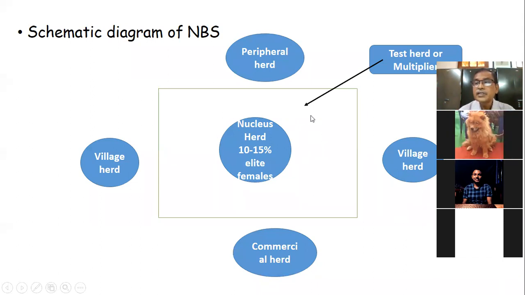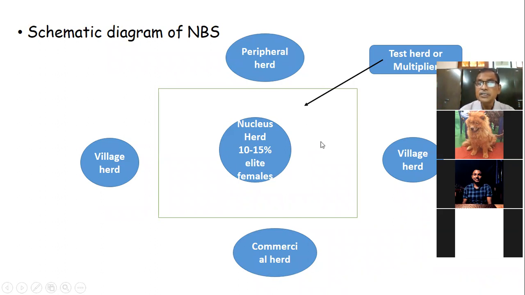Suppose that out of 100 cows, some 15 cows are there in the nucleus, and the rest 85 cows are there outside the nucleus. So the animals present outside the nucleus are called the test herd. That means the sires born here will be tested not only for testing but also for multiplying. So all these 85 cows are there.